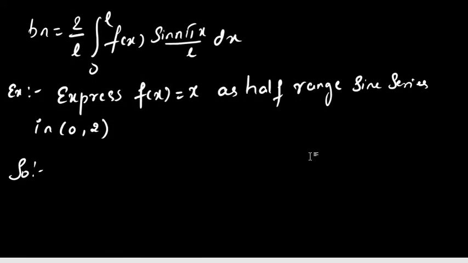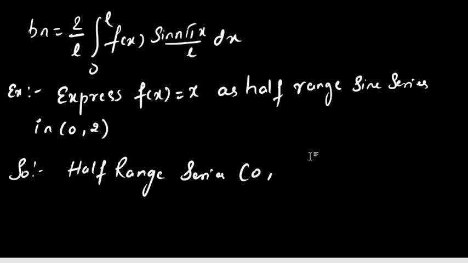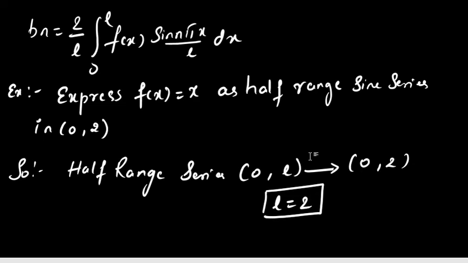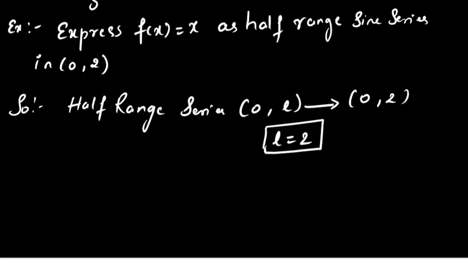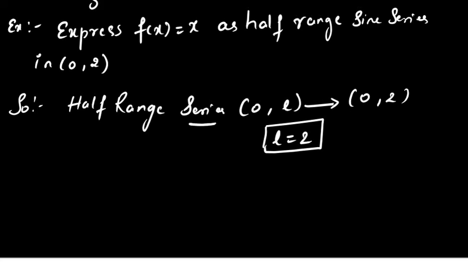So first identify L, okay, for half range series. The interval will be of the form 0 to L. It is given 0 comma 2. On comparing both, L is equal to 2, which can be substituted in the formulas, right? Now since it is a sine series, you don't have to check whether the function is odd or even. It is a sine series. So it is mandatory, it will be an odd function.